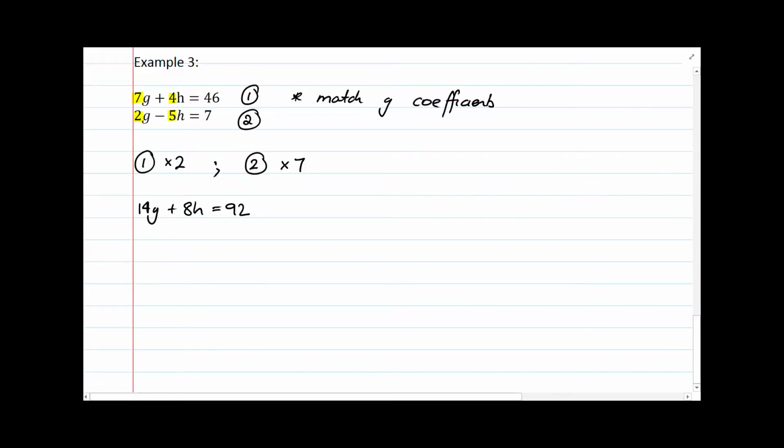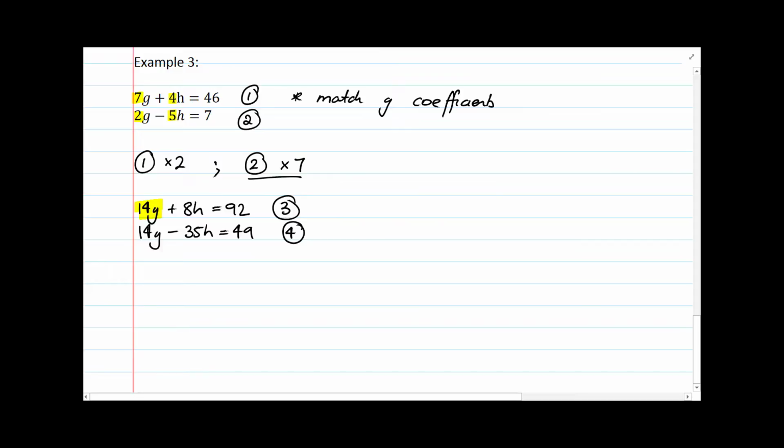And I'm going to call this equation number 3. It's still a derivative of equation number 1, but it is a little bit different, and I may want to call it specifically over equation number 1. So I'm going to call it equation number 3. Now what this has achieved for me is I've now got a 14g. And by multiplying equation number 2 by 7, I'll also get a 14g. And I'll get some other stuff, which is not so important, but I will need it later on. I get negative 35h, and that's equal to 49. I'll call this equation number 4.